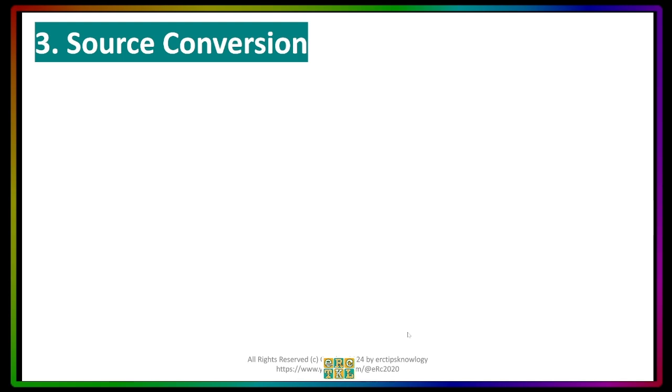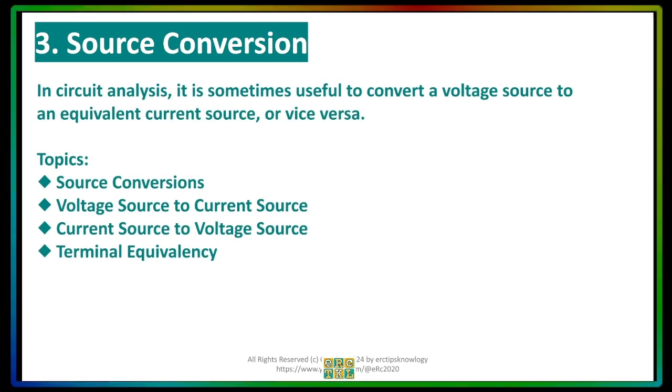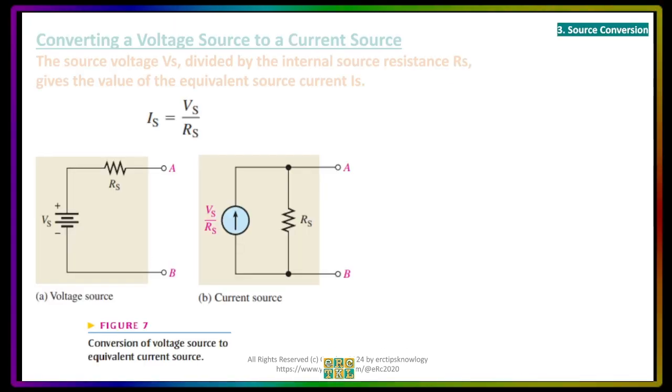Now, what about source conversion? How will we change the voltage source into current source and current source into voltage source? In circuit analysis, it is sometimes useful to change between the two kinds of sources. In this part, we will be talking about converting the sources between voltage source to current source or vice versa. And we will also be understanding what is terminal equivalency.